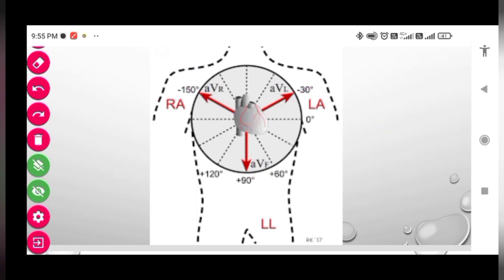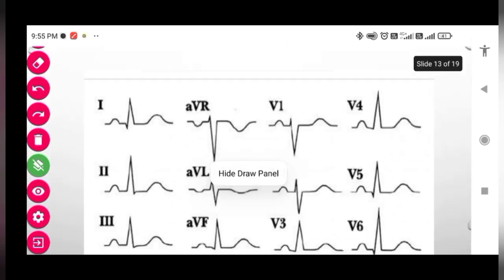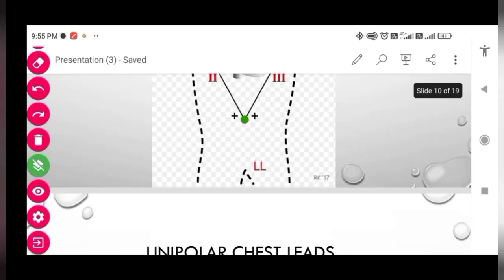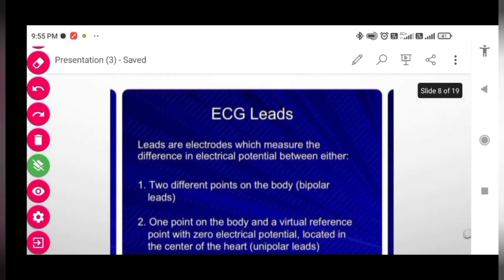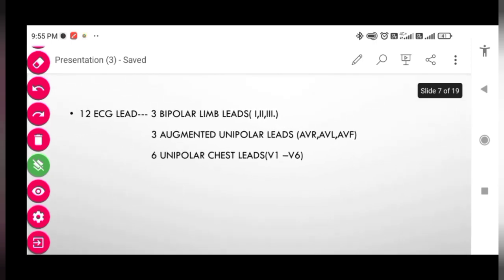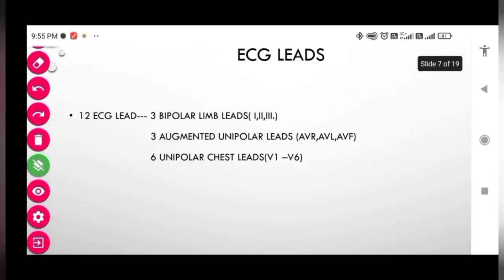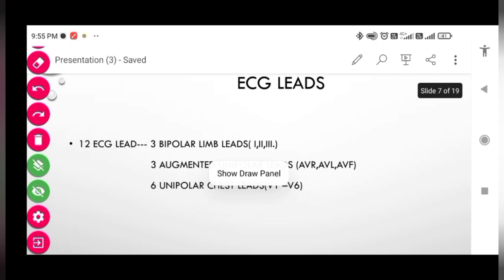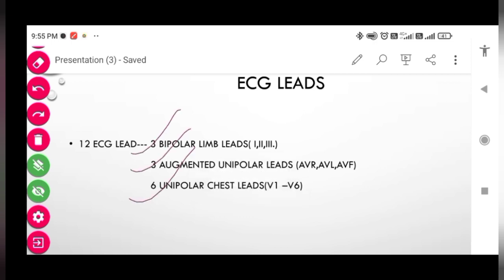Okay. So this is only the introduction to the different leads. Okay, there are totally 12 leads in the ECG. There are 3 bipolar, 3 unipolar augmented, and 6 unipolar chest leads. Okay, now what are the functions of these leads? So let me explain.